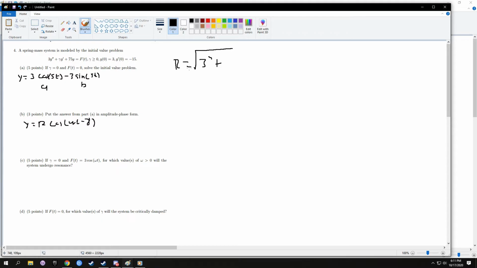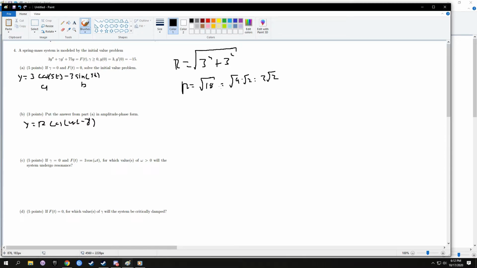So it's going to be 3 squared plus negative 3 squared, which is always going to be positive, so no need to put a negative in there. That equals 9 plus 9, which is 18, so the square root of 18. I can make this a little cleaner. 9 goes into 18 twice, so this can be written as the square root of 9 times the square root of 2. This becomes 3 times the square root of 2. That's my R, so that's one part done.